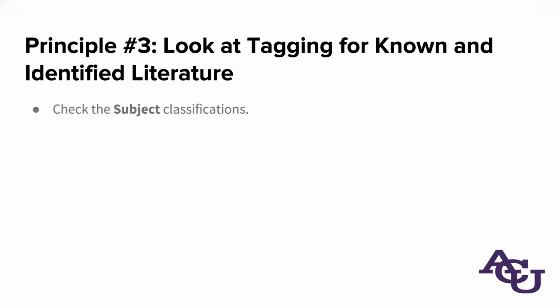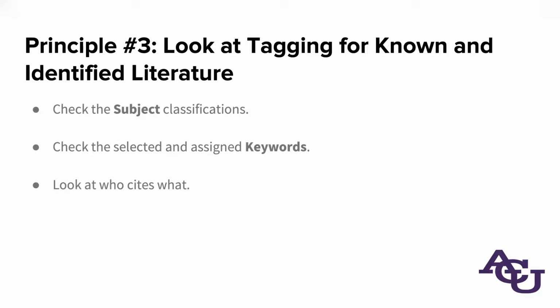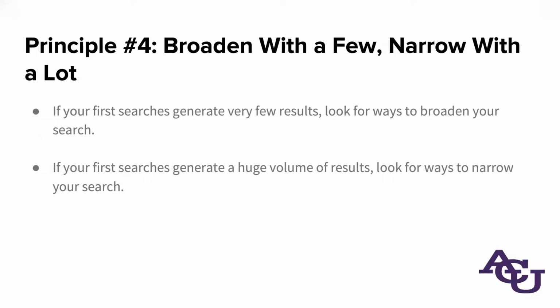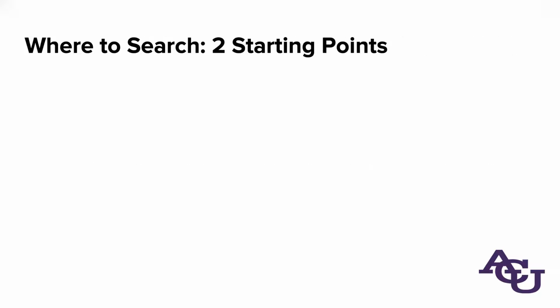When you are looking at something in a search engine, as we will be doing, you can also look at how it's classified to see if there's similar things that you want to look at, or any keywords that have been assigned, or if it's been cited in something else. And then we talked about broaden with a few, narrow with a lot already.